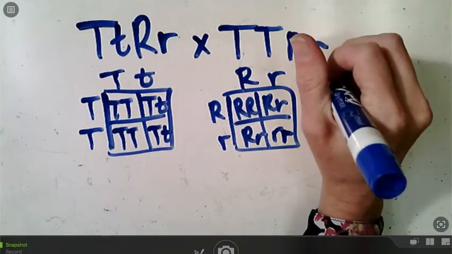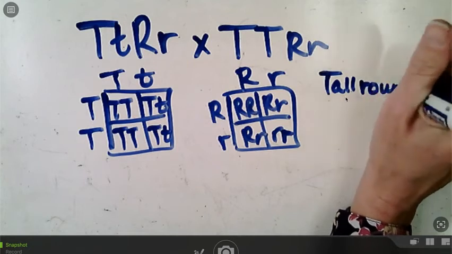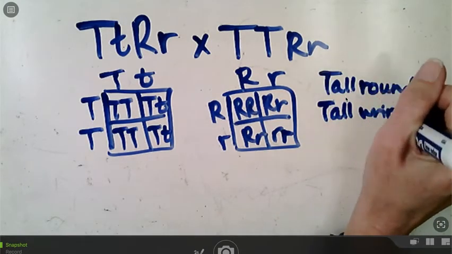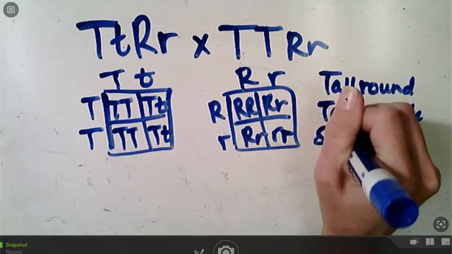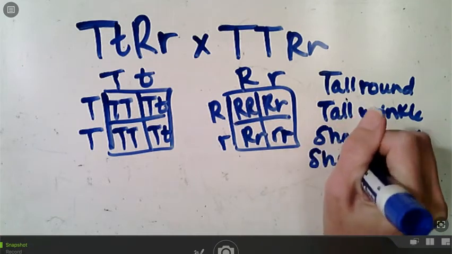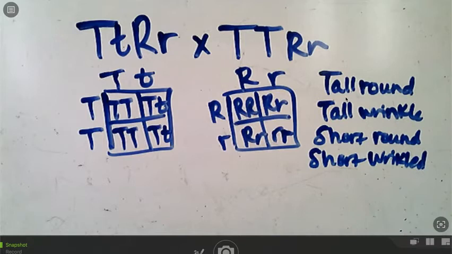Now I need to know, okay, what are my options? Well, my options are tall and round, tall and wrinkled, short and round, short and wrinkled. Okay, so that would be any options I could possibly have in the great big world of peas. And now I just have to figure out how to calculate that.